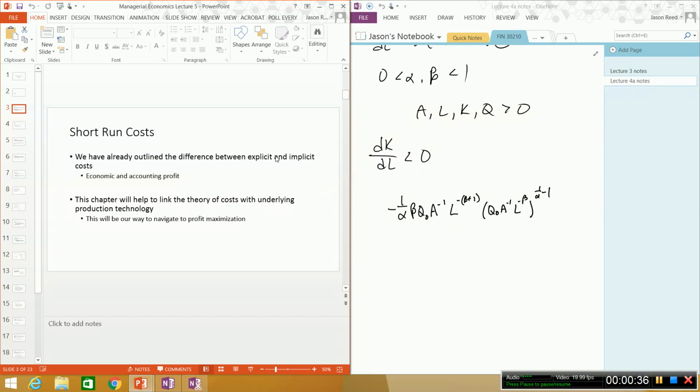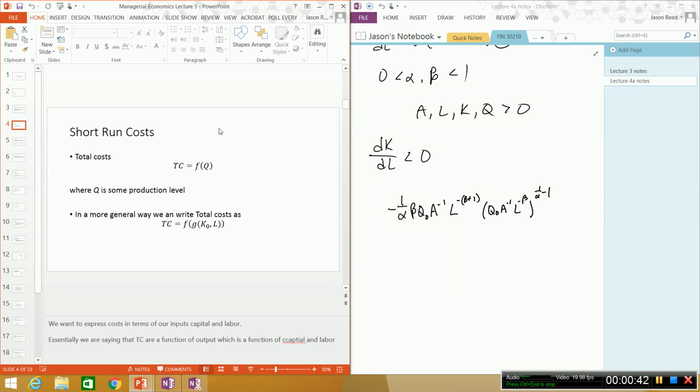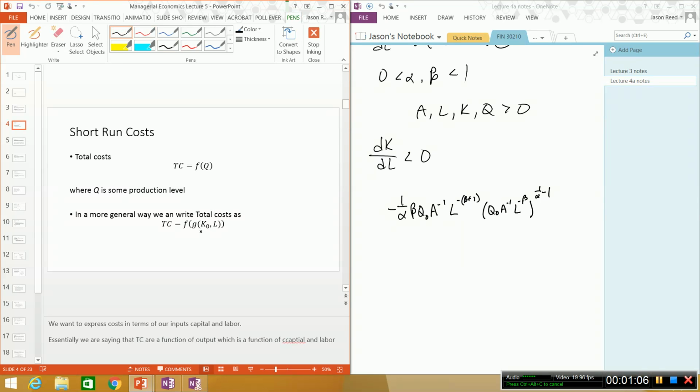And really what this is doing is allowing us to get into the idea of profit maximization. In terms of the short run, we start with the total cost function, where total cost is equal to some generalized function f, which is dependent on Q, where Q is our production level. In a more general way, we can write total costs by including capital and labor, where don't forget that capital is fixed. That's why we have K sub naught. This is going to be some number.